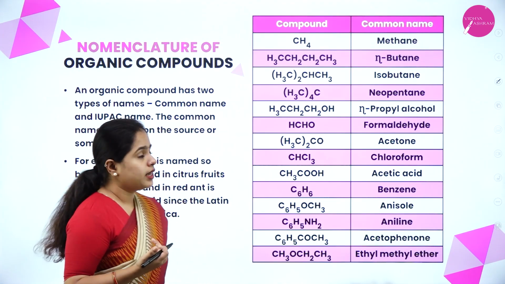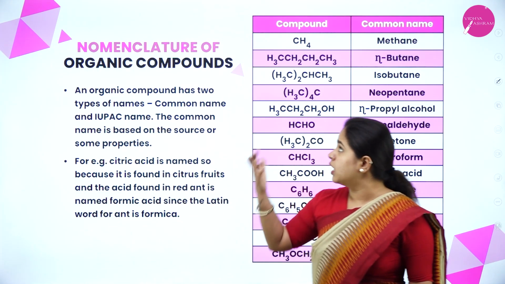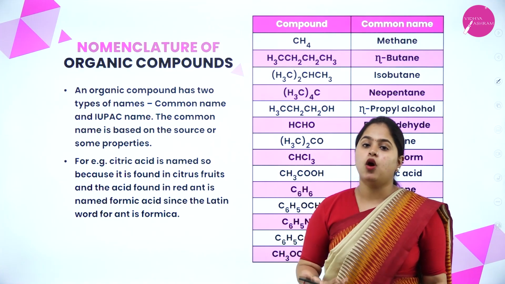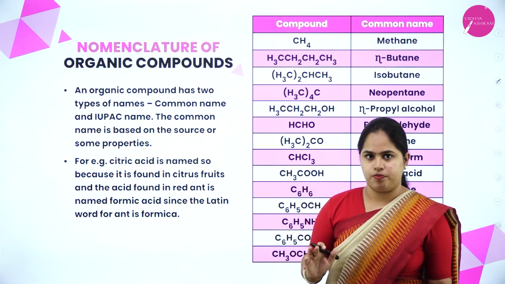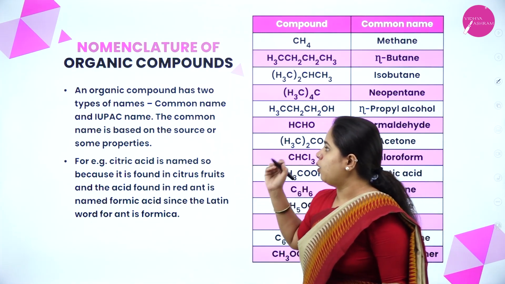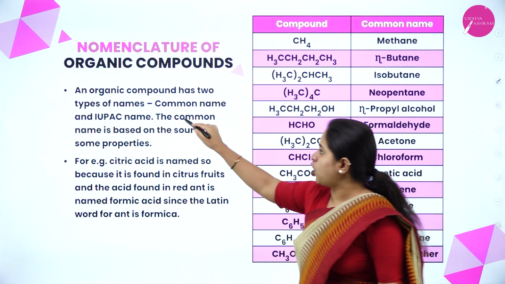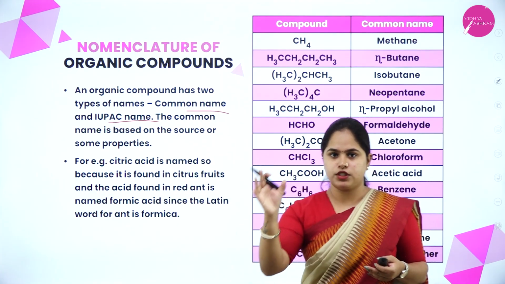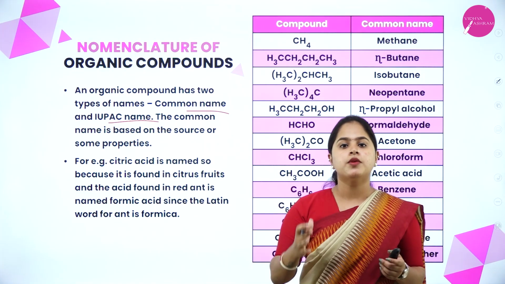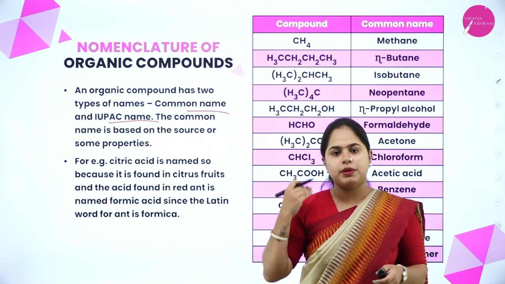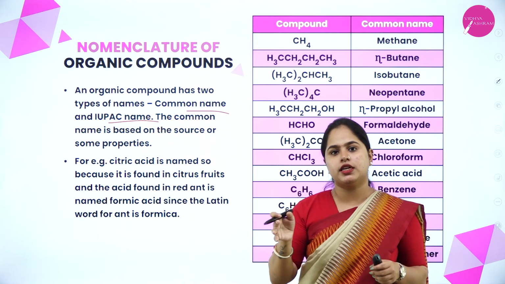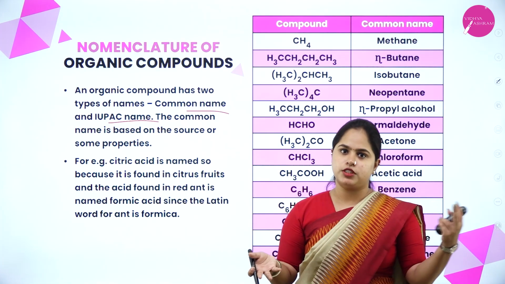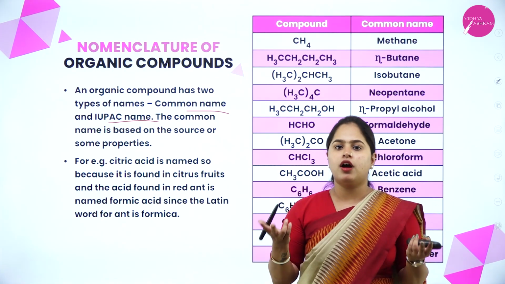Now moving on to the next important part, the nomenclature of organic compounds. We are going to name the organic compounds, which is very important. An organic compound has two types of names, the common name and the IUPAC name. Like us, we have an official name, which is in your certificates and in your college. But maybe your parents at home call you by a different name. You have a pet name as well. So you have two names.